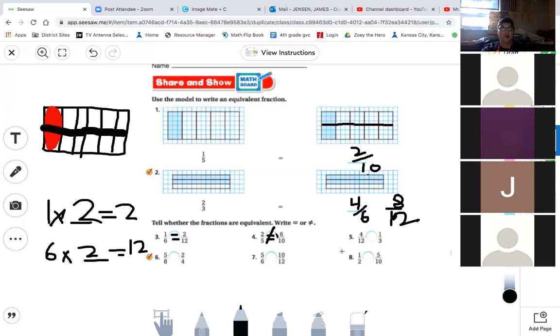What about 4/12 and 1/3? Let's think about that. Now, they're reversed. You wouldn't multiply 4 by anything and get 1. So start with the smaller one and go that way. So start with 1 here. 1 times 4 equals 4, right? Does 3 times 4 equal 12, Hallie?